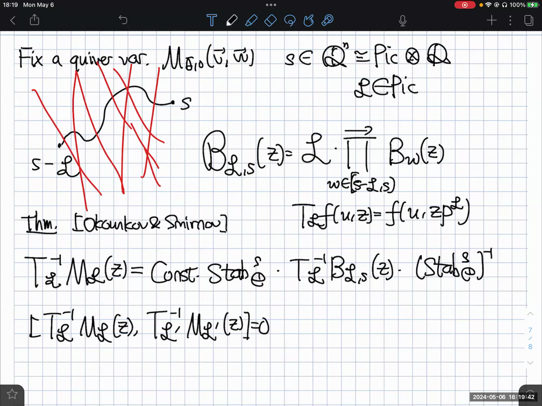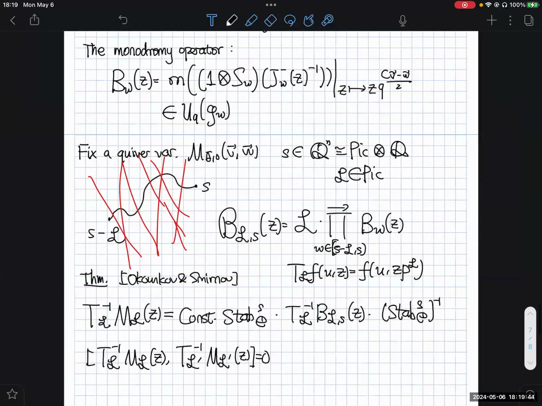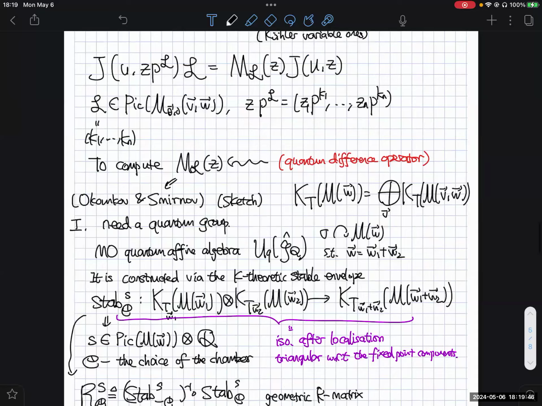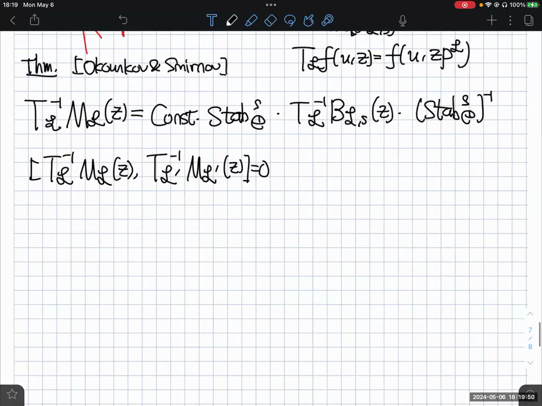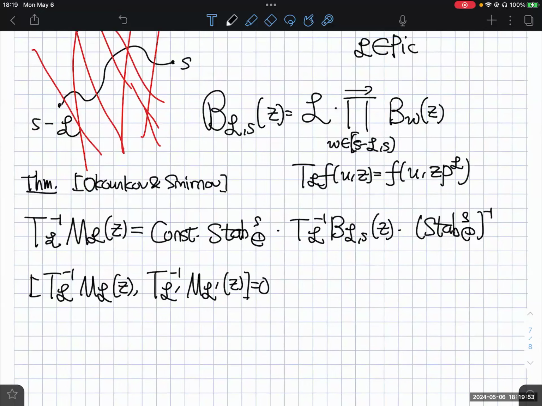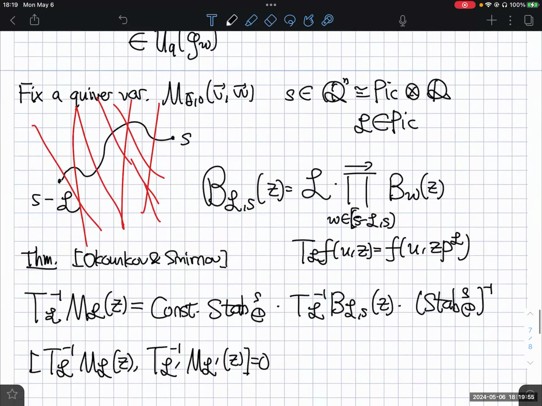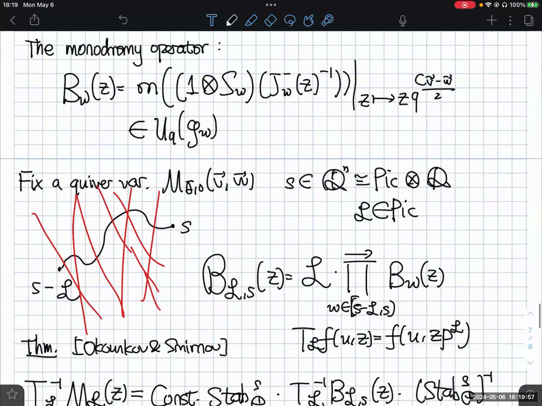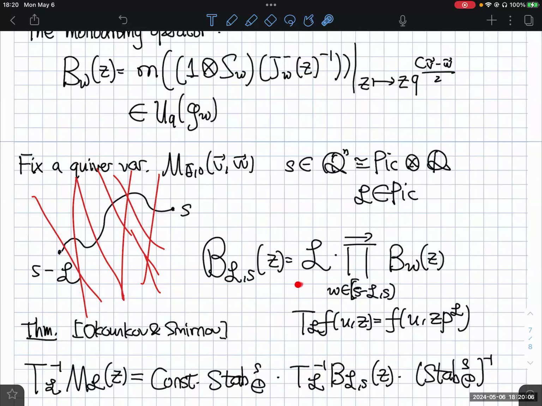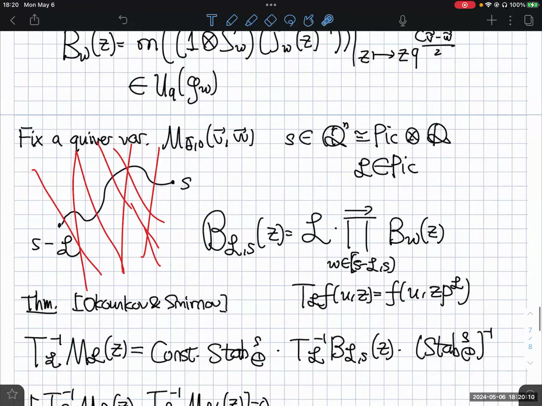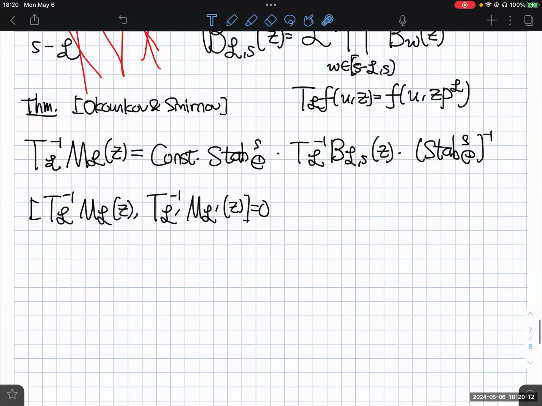So this is quite a long sketch of the construction of this quantum difference operator. The key thing is that the construction of the quantum difference operator depends on how you construct these monodromy operators, and using these monodromy operators to define this operator. And actually, I should still call it the quantum difference operator.